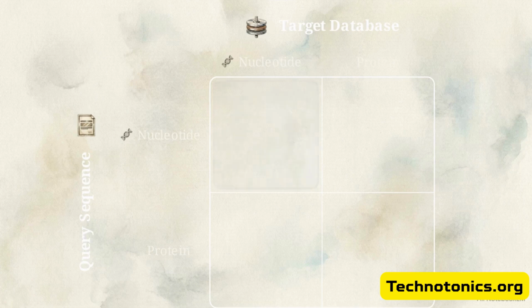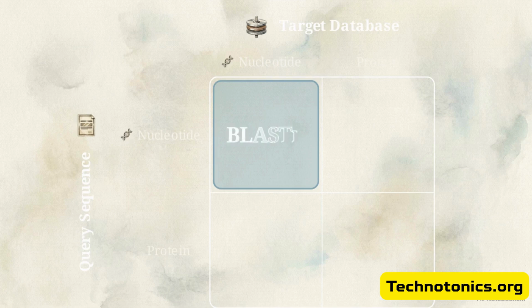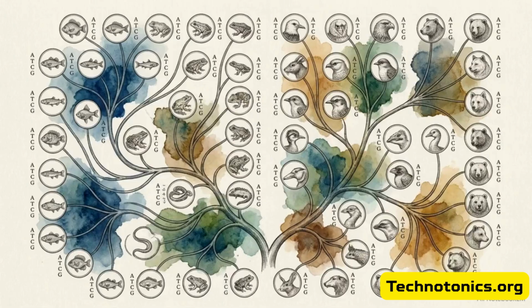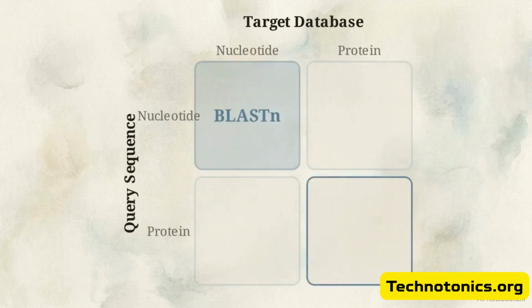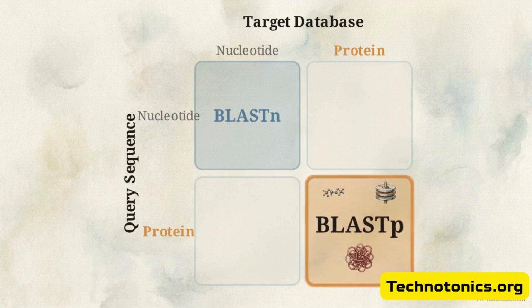The first quadrant maps a nucleotide query against a nucleotide database. The tool for this DNA-to-DNA alignment is BLASTn. BLASTn is deployed for rapid genome mapping, initial gene discovery, and establishing direct evolutionary lineage by comparing raw DNA sequences between species. The second quadrant handles the other direct match, comparing a known protein query against a protein database.